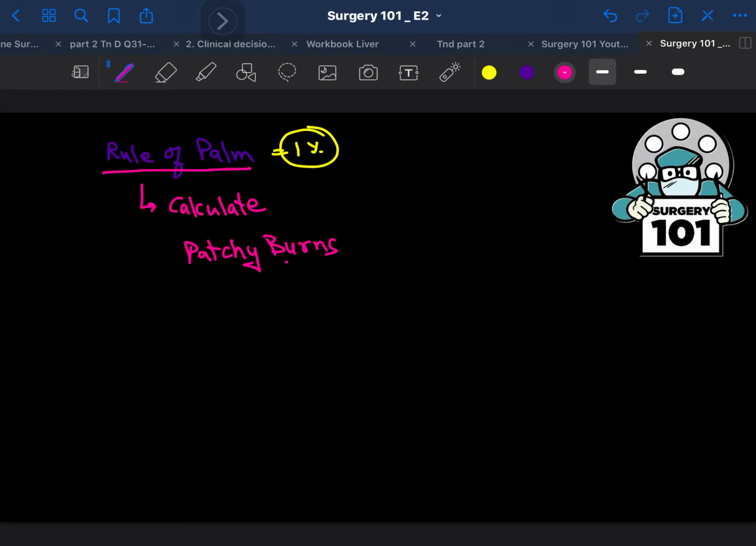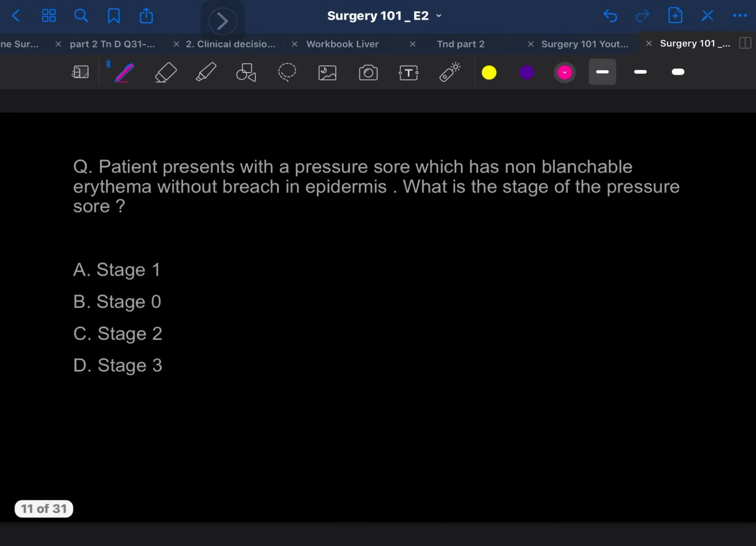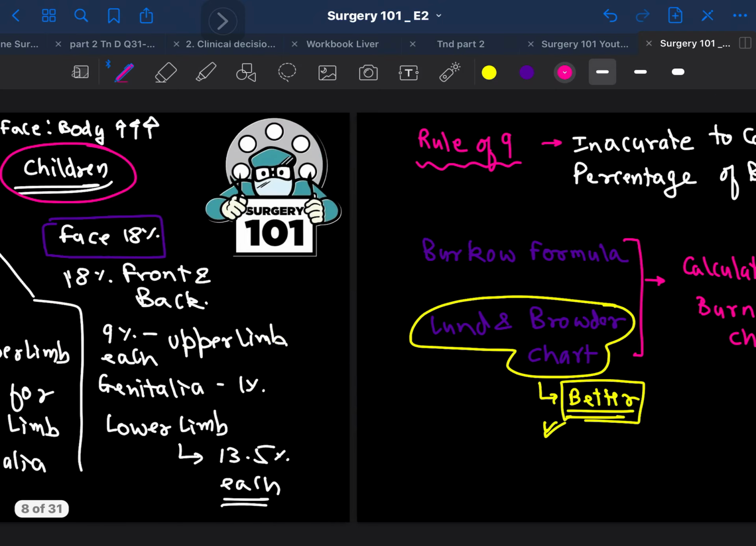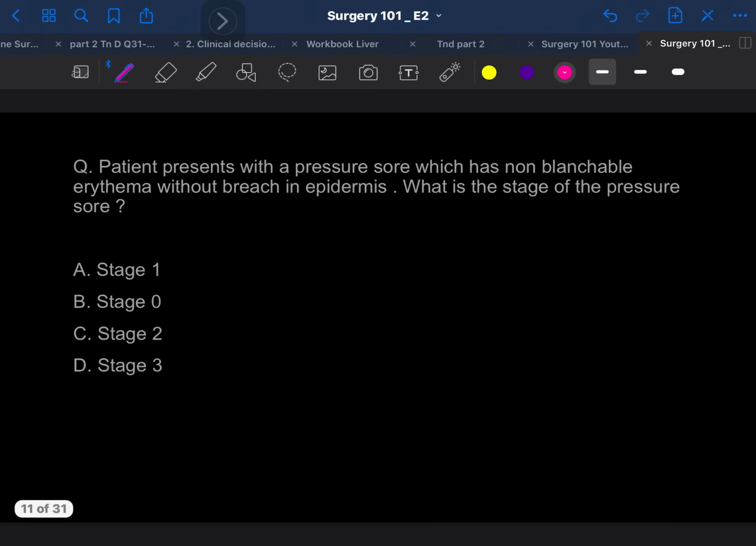So what do you understand by patchy burns? It means that, let's say there is some part of the upper limb which is affected, some part of the back which is affected, some part of lower limb is affected, but nothing is affected in totality. That is called patchy burns, and in these conditions you have to use the rule of palm. So this is how you calculate the percentage of burns. And now let's move on to the next question.